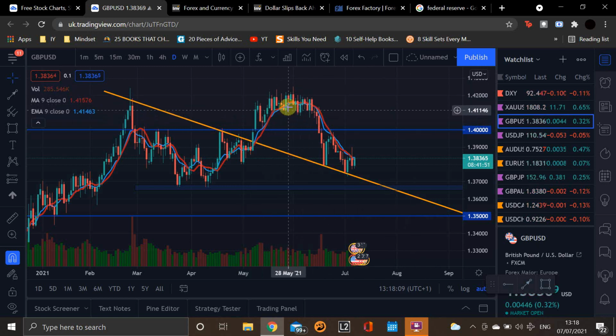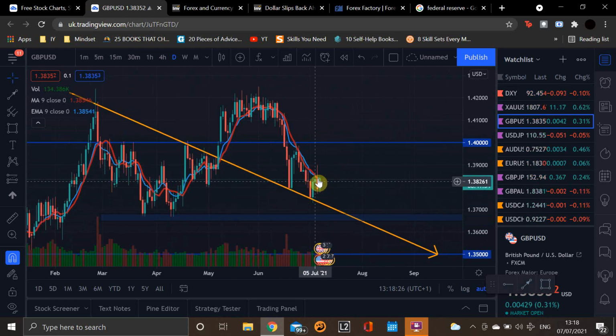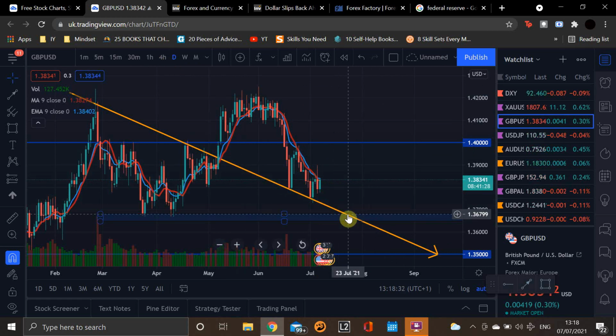So what happened? It consolidated a little bit. Oh yeah, we know about this. It consolidated a little bit, and it broke down from that 1.4 area, touched this trend line, came down, touched this trend line again. So what are we expecting? Maybe a third bounce on the trend line? Maybe a third bounce here?